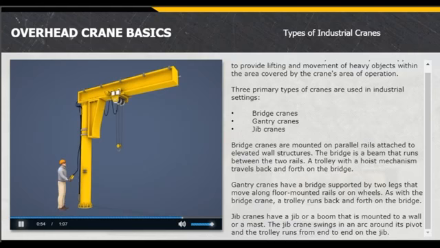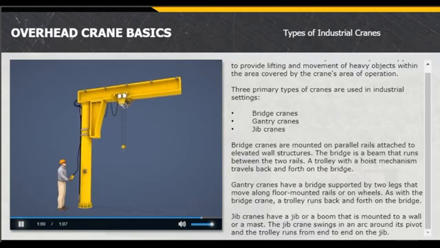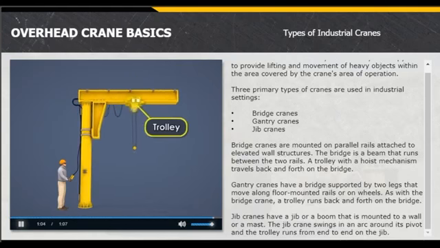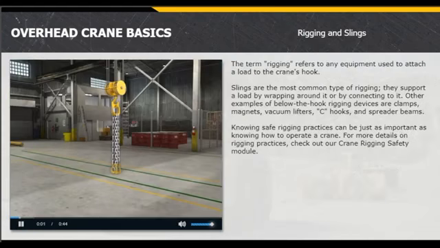Jib cranes have a jib or a boom that is mounted to a wall or a mast. The jib crane swings in an arc around its pivot, and the trolley runs from end to end on the jib. The term rigging refers to any equipment used to attach a load to the crane's hook.